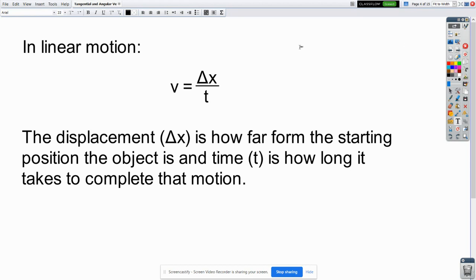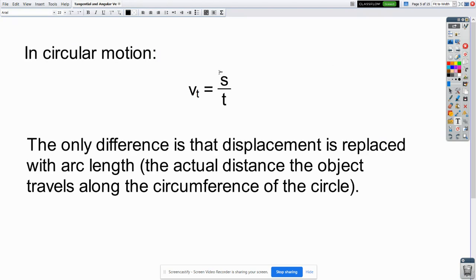All we're going to do is change what's on top of this expression. So instead of the velocity being equal to the displacement over time, it's going to be equal to how far around the curve it travels divided by time. That distance around the curve is abbreviated S, and it's called arc length. It's the actual distance that the object travels as it goes around the curve.